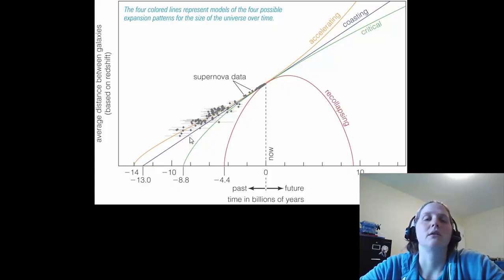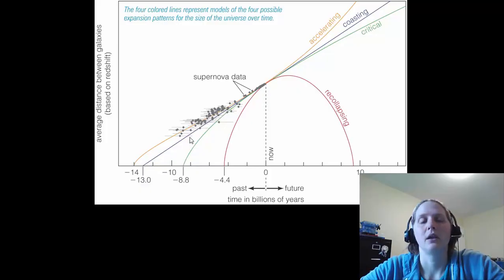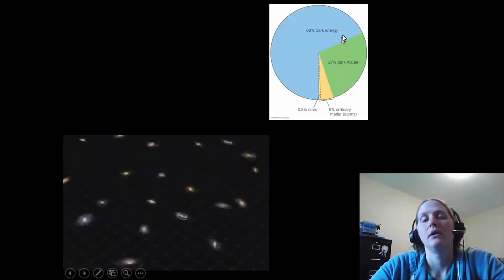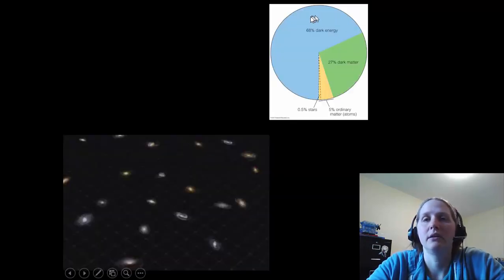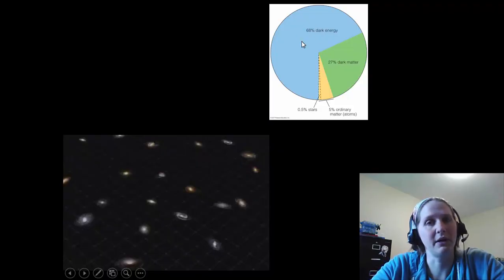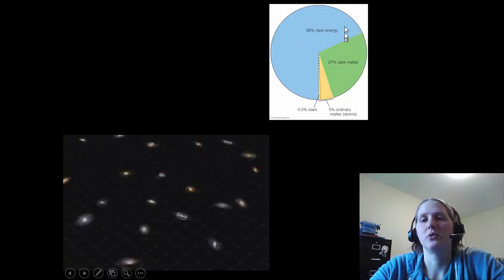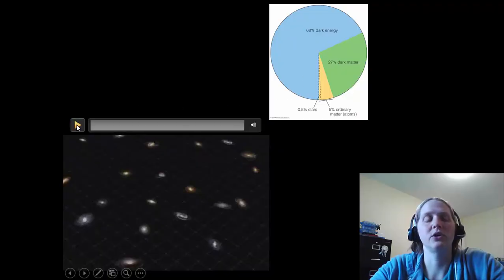But this isn't the only line of evidence that we have that says that we need dark energy. The cosmic microwave background light also implies that we have dark energy. Otherwise, we can't explain the spacing of the features. So it looks like 68% of the energy in the universe is dark energy, driving the expansion. All right. So let's go with a universe that has dark energy.